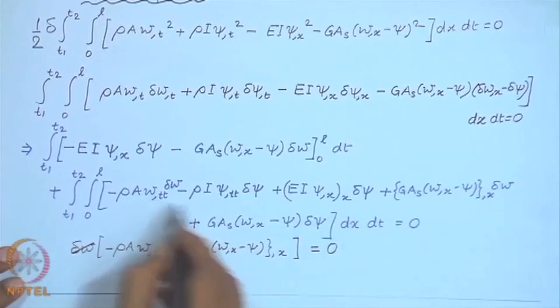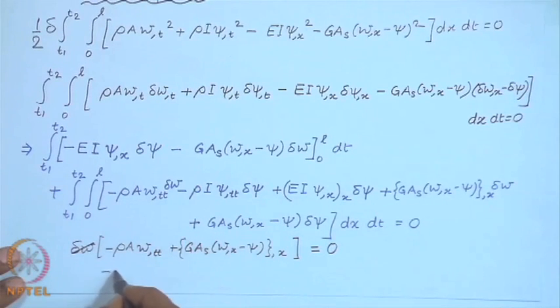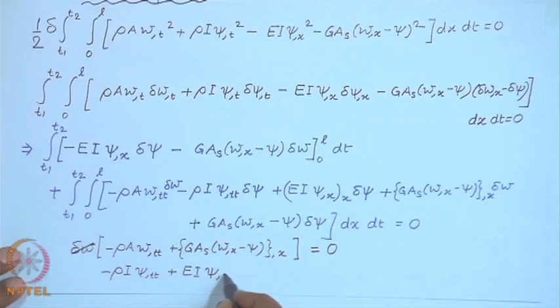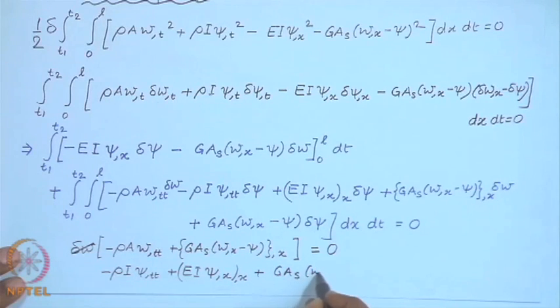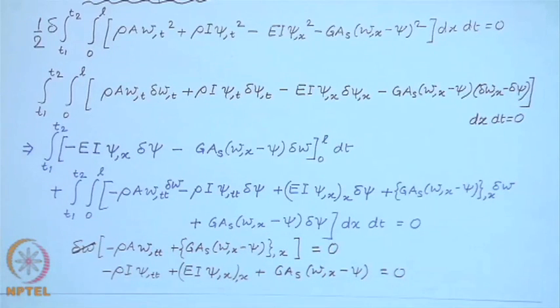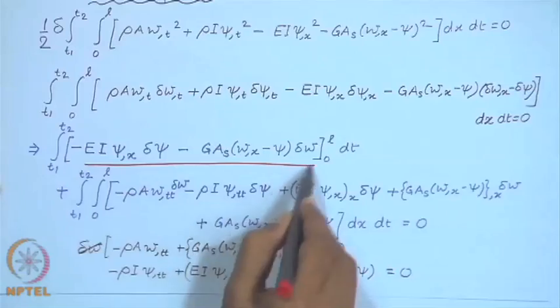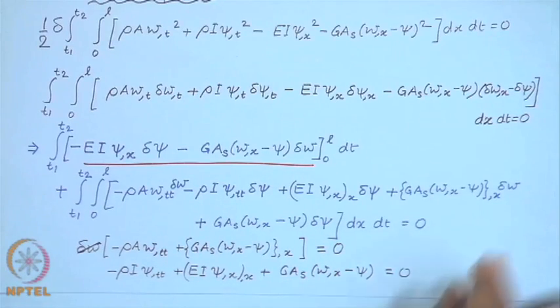Similarly, the coefficient of delta psi. So, these are the two equations of motion that we have obtained before as well. Now, from here we now look at the boundary conditions.